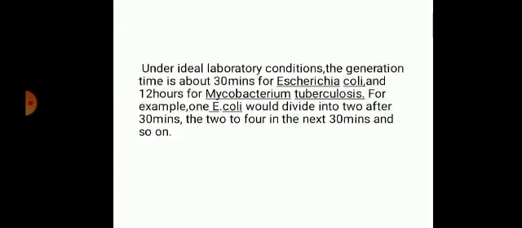Now moving on. Under ideal laboratory conditions, the generation time is about 30 minutes for Escherichia coli and 12 hours for Mycobacterium tuberculosis. For example, one Escherichia coli would divide into two after 30 minutes, the two to four in the next 30 minutes, and so on. Now, bringing back your knowledge on the types of microorganisms we have, virus and bacteria grow differently.